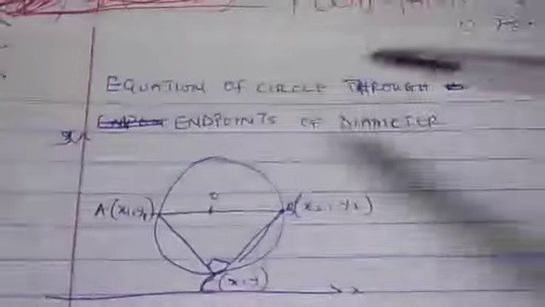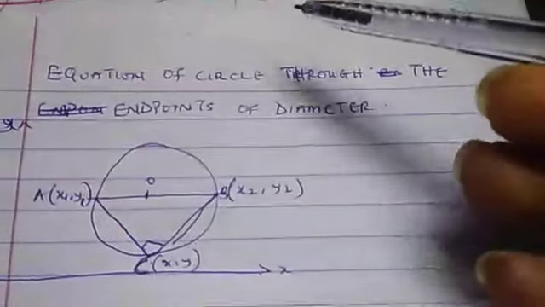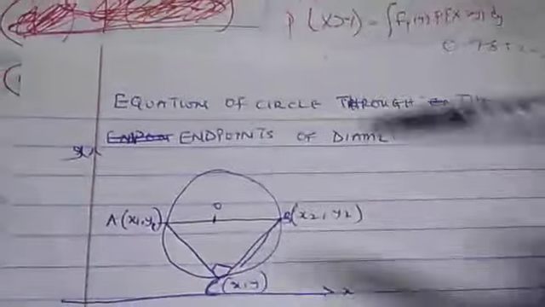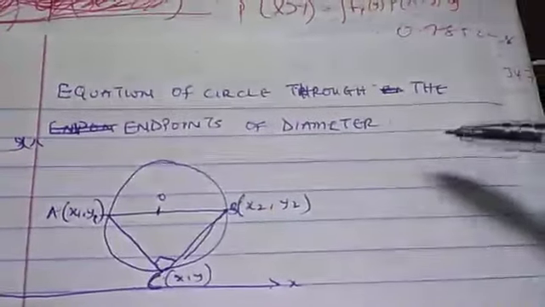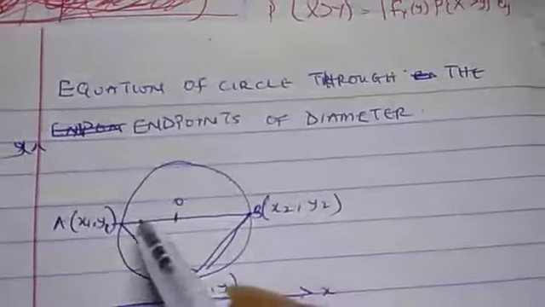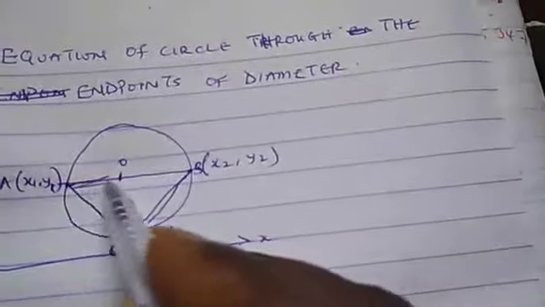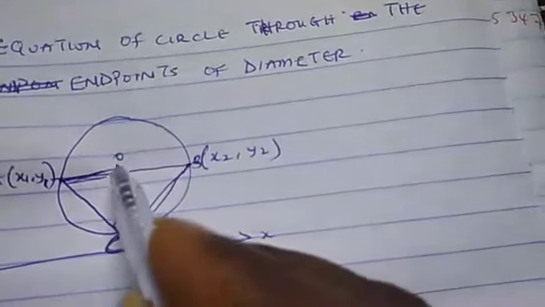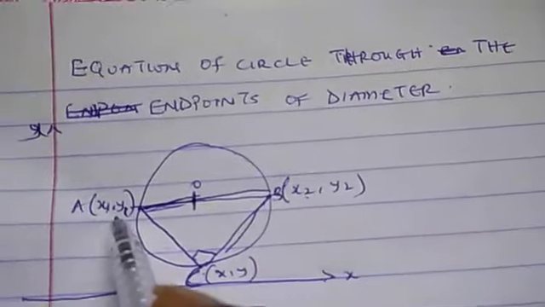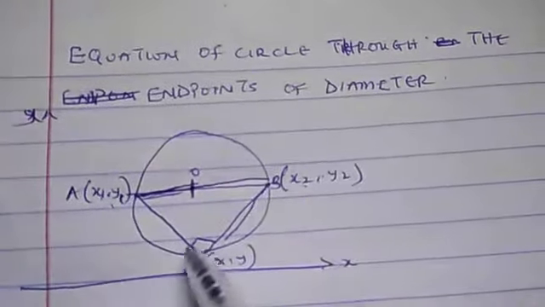This is another formula for finding the equation of a circle. The other one was the equation of a circle given the radius and center. But here we are dealing with the equation of a circle through the endpoints of a diameter. The diameter divides the circle into two equal parts, and it is a straight line that passes through the center. This is the center, this is the diameter, and we are given the endpoints (x1, y1) and (x2, y2).